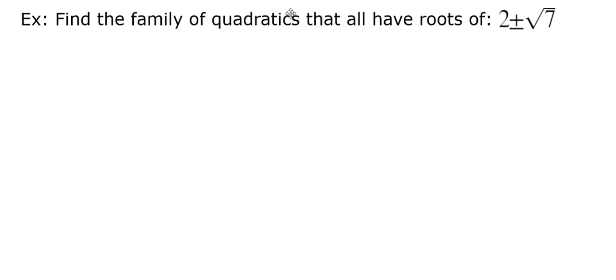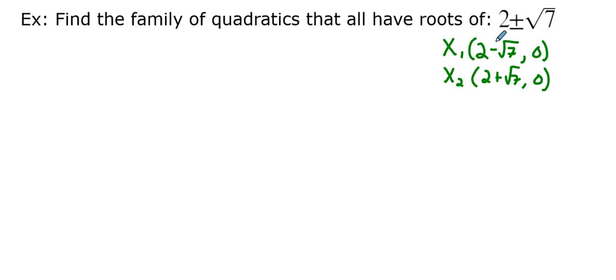So we're going to find the family of quadratics that all have the roots of 2 plus or minus root 7. What this means for us is we'll have two intercepts. We would have x1, and it would be 2 minus root 7, comma 0. And the other x-intercept would be 2 plus root 7, comma 0. So we can say r is equal to 2 minus root 7, let's say. And s then would be 2 plus root 7.